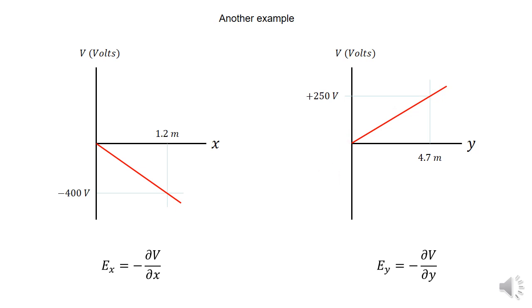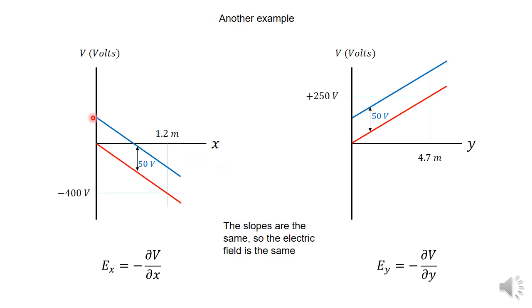And the question is, what if you add a constant to the potential everywhere? Like here, you shift the curve upwards by 50 volts. Here, shift the curve upwards by 50 volts. So the slope is exactly the same. Since the slope is exactly the same, when you calculate partial v by partial x, which is the slope, or partial v by partial y, which is the slope, you always get the same number. So the electric field you obtain, Ex or Ey, will be exactly the same. So that's what we mean by adding a constant to the potential everywhere in space. It doesn't affect the value of the electric field.